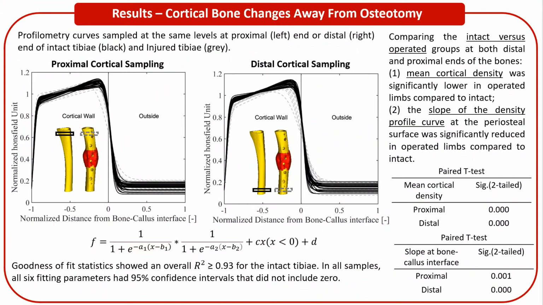The figure shows profilometry curves sampled at the proximal end and the distal end. Comparing the intact versus operated groups at both the distal and proximal ends of the bone, we have two findings. First, mean cortical density was significantly lower in operated limbs compared to intact. Second, the slope of the density profile curves at the periosteal surface was significantly reduced in operated limbs compared to intact ones.